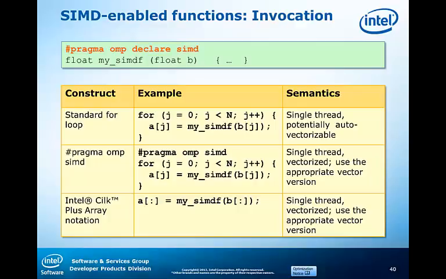Another way that mySIMDF could be invoked is with array notation, as seen in the bottom line. Again, the compiler will cause the SIMD or vector version of the function to be called so that entire arrays can be passed in, operated upon, and then passed back out of the SIMD function. These are examples of how SIMD-enabled functions can be invoked within your code under different programming approaches.